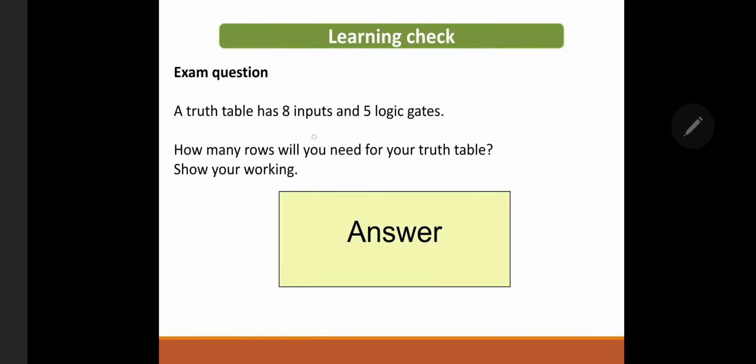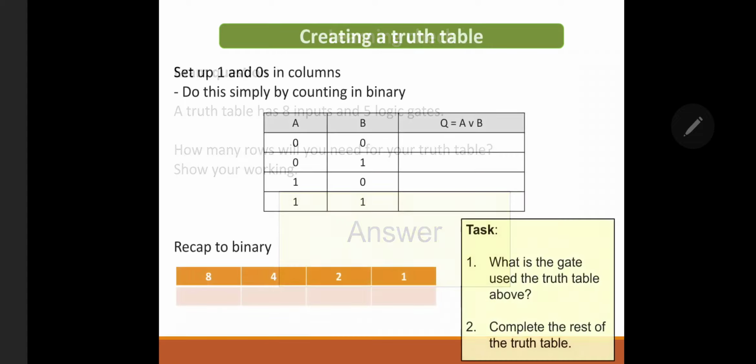It says truth table of 8 inputs. 8 inputs means that you're going to have more than the 2 like we did just now. And 5 logic gates. How many rows will be needed for the truth table? So we're going to have, let's see.